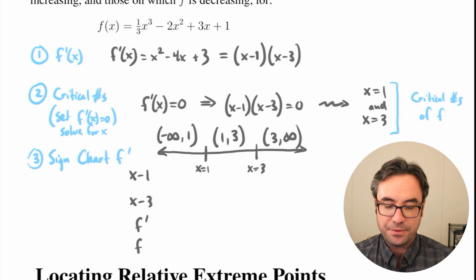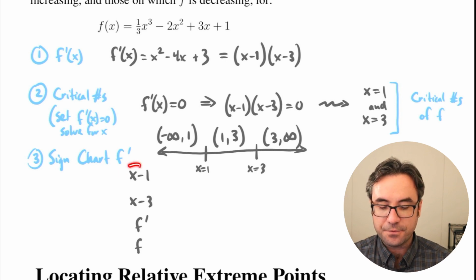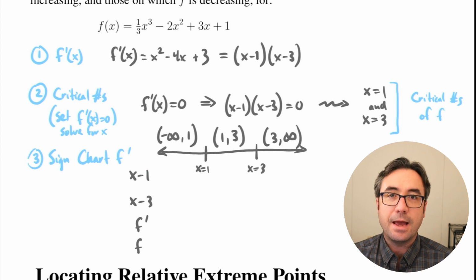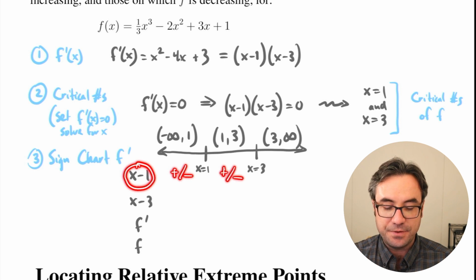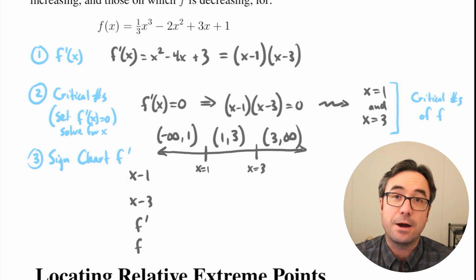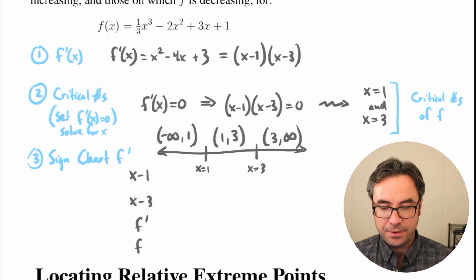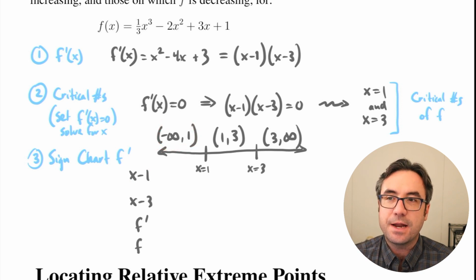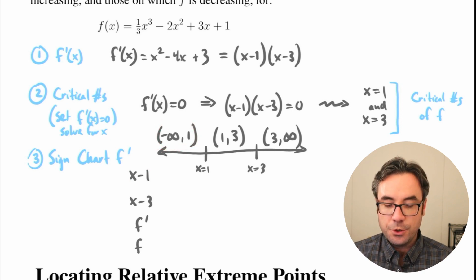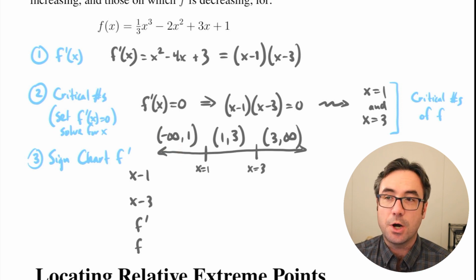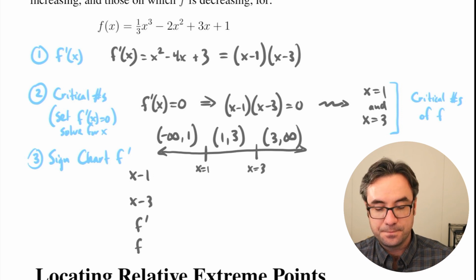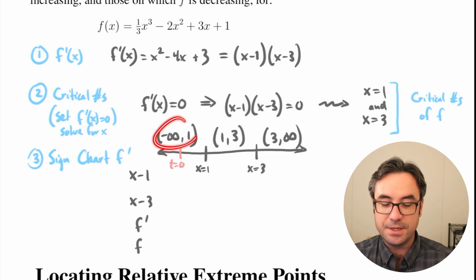So let's start with the first factor here, x minus 1. What we're going to do is figure out, is this factor positive or negative on each of these intervals? That's what we want to figure out. So if we look at this first interval, we're looking at x values that are smaller than 1. So you can pick a test number, something inside this interval. So maybe like 0. So let's use a test number, we'll call it t equal to 0 here. 0 is in this interval.